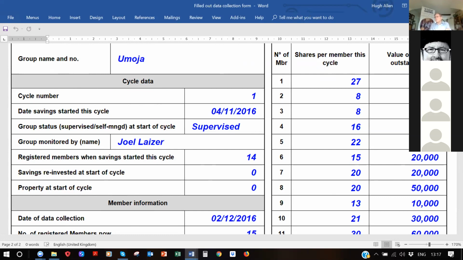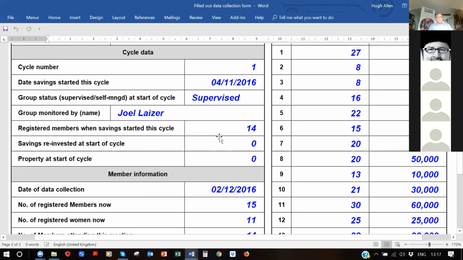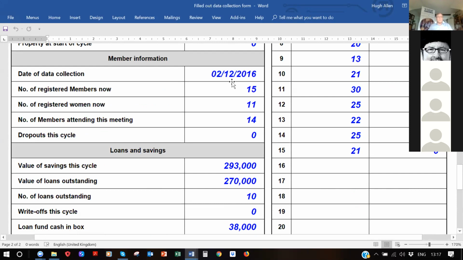Is it collected at the beginning of the cycle, the middle of the cycle, or the end of the cycle? Can anybody tell me what part of the cycle we enter this data? At the start of the cycle. That's Ngozi. Yes, Ngozi, you're quite correct. And it actually says it. Date saving started this cycle. Registered members when saving started this cycle. And then we have all the other information down here.